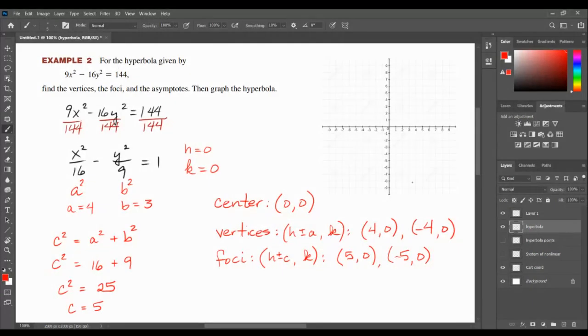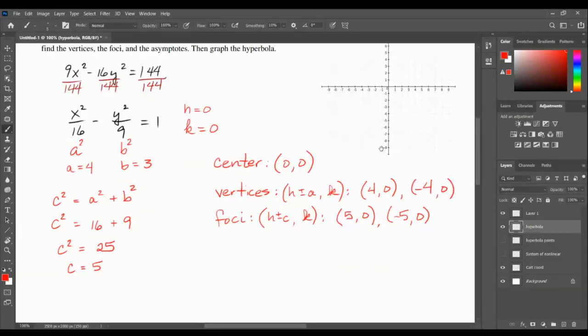Now something we haven't talked about yet is how to find the asymptotes. Now that is written right here on our formula sheet, our conic summary sheet. It says y minus k, and this is for the asymptotes of a hyperbola with a horizontal transverse axis. y minus k equals plus or minus b over a times x minus h.